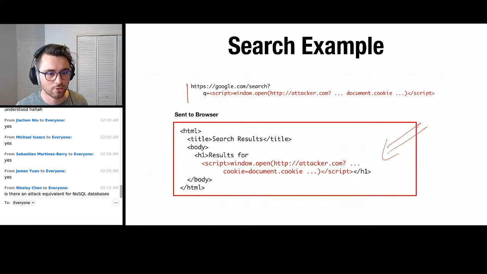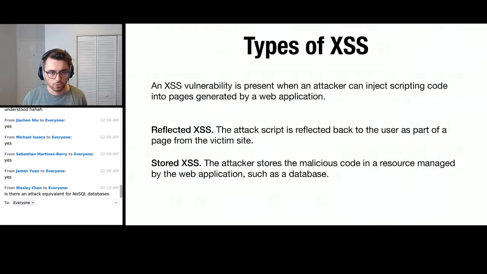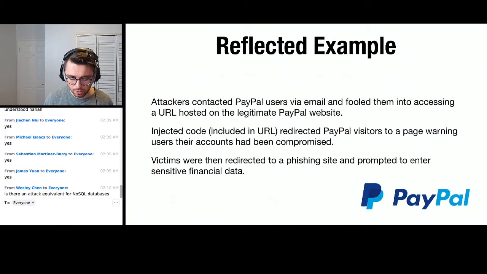I just got you to click on a link and I stole your cookies. So these are called reflected XSS attacks because the attacker script, which is part of the URL, is reflected back to the user as part of the page from the victim site. The other types of XSS attacks are called stored XSS attacks. And the idea here is I, as the attacker, store malicious code, usually in the database of your web application server side. And then I get the victim to visit the page and load the code from the database into the victim's browser. So we're going to look at both of these.